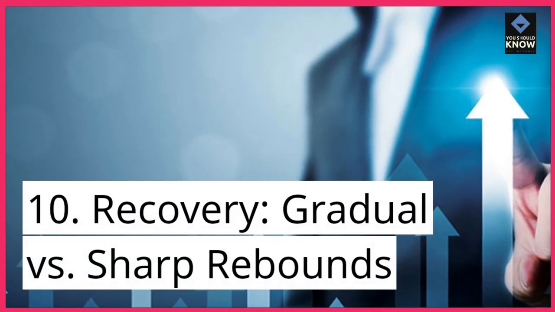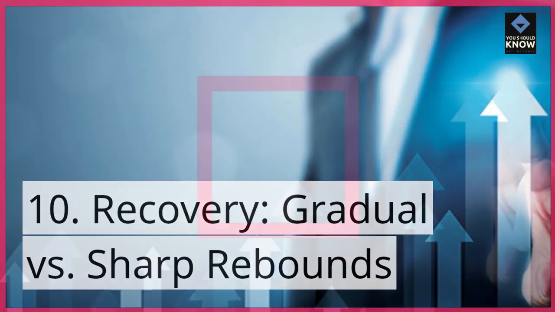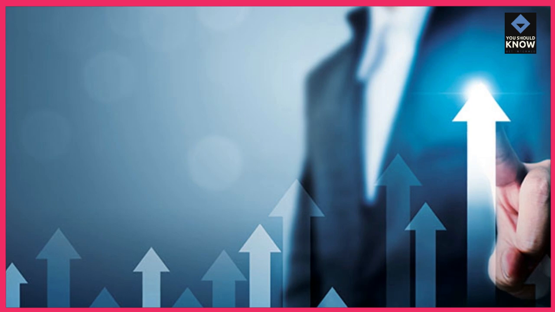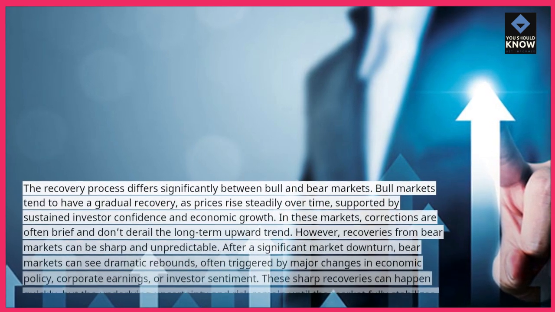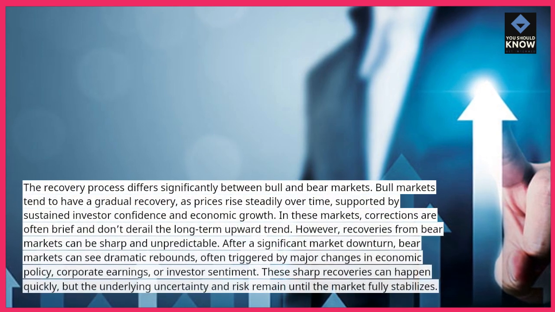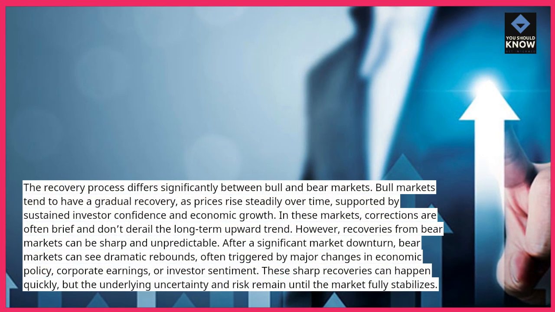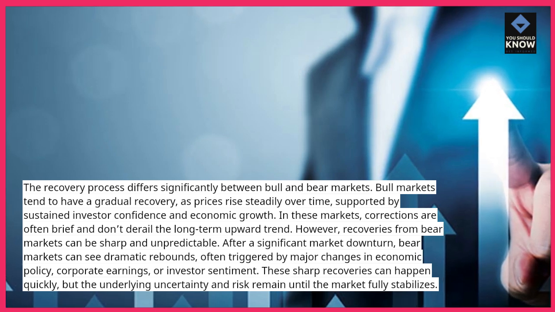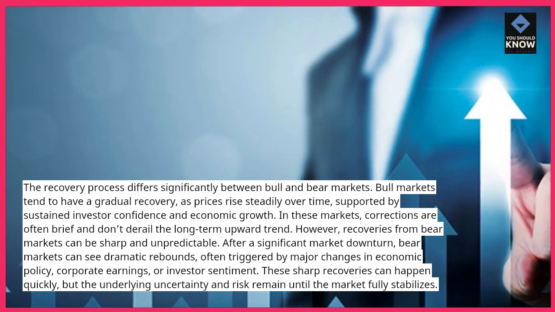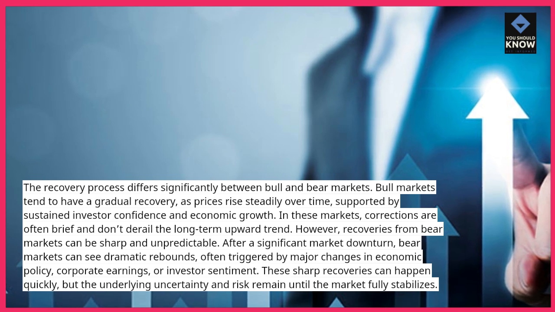10. Recovery. Gradual versus sharp rebounds. The recovery process differs significantly between bull and bear markets. Bull markets tend to have a gradual recovery, as prices rise steadily over time, supported by sustained investor confidence and economic growth. In these markets, corrections are often brief and don't derail the long-term upward trend.